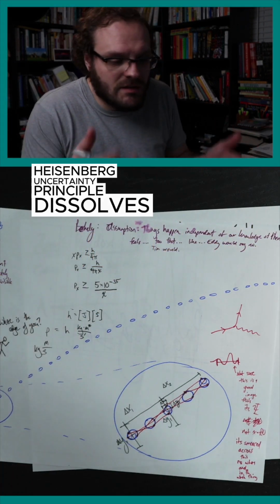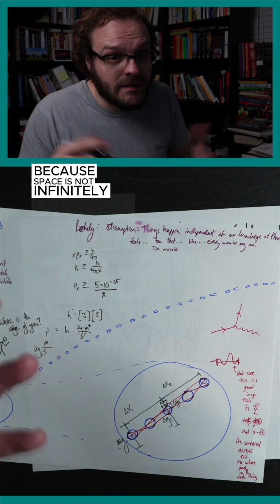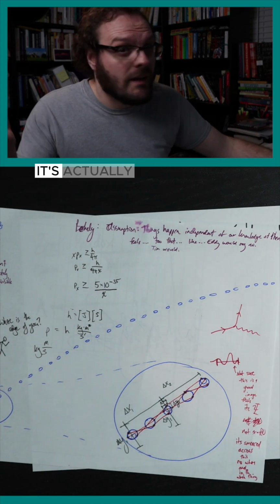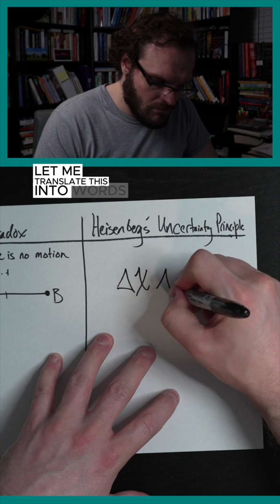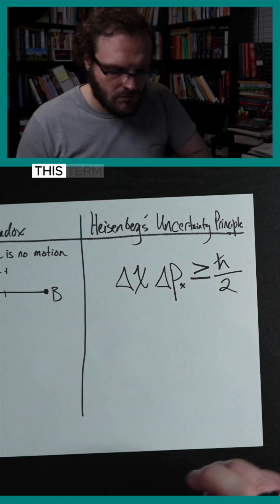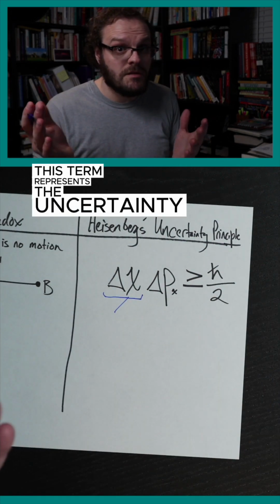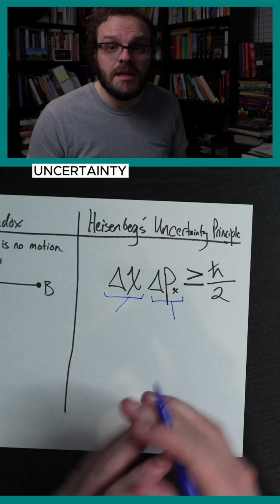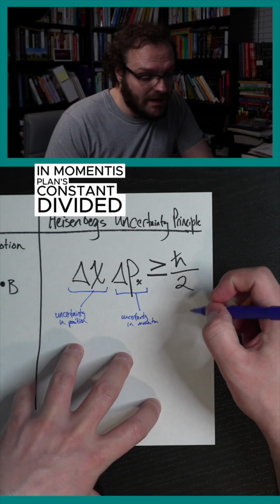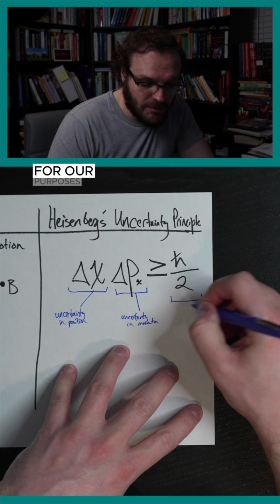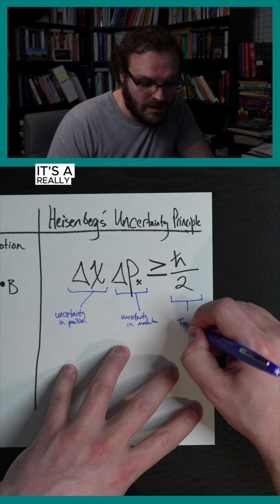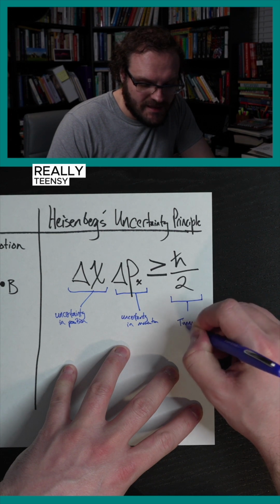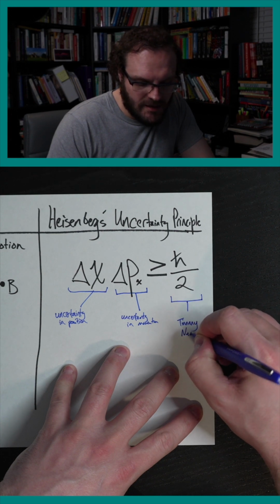the Heisenberg uncertainty principle dissolves Zeno's paradox because space is not infinitely divisible. Let's break that down. It's actually pretty quick. Let me translate this into words. This right here, this term represents the uncertainty in position, and this term represents the uncertainty in momentum. This is Planck's constant divided by 4 pi for our purposes. It's a really, really teensy tiny number.